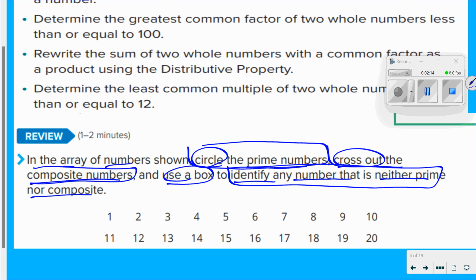So we've only given you 20 numbers. We're going to give you 2 minutes. Go through them, following the directions. There should be a circle, box, or an X over every single number from 1 to 20. Go ahead and get started, guys.